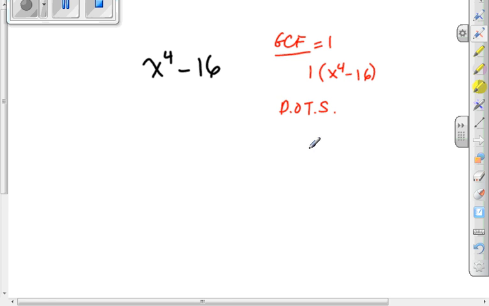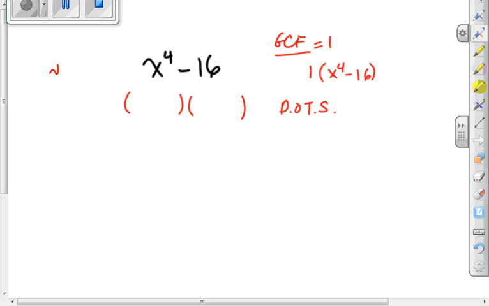So I might want to think about, is this expression the difference of two perfect squares? Remember, any variables with even exponents are considered perfect squares. You see an even exponent on the x. 16, of course, is a perfect square. And we see subtraction, which would indicate the difference between them. So we should be able to write these as the product of conjugate pairs.